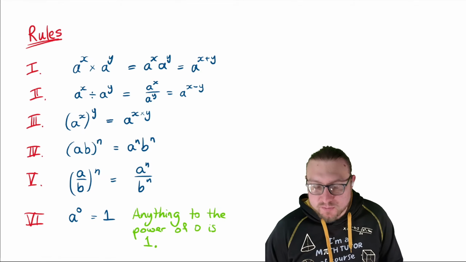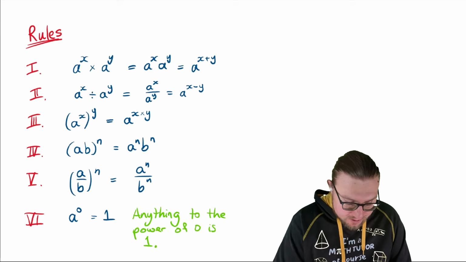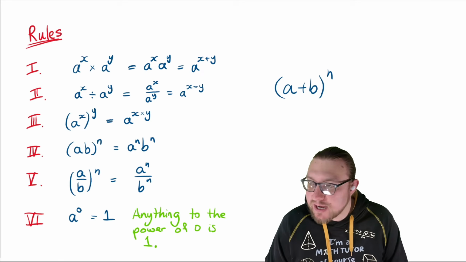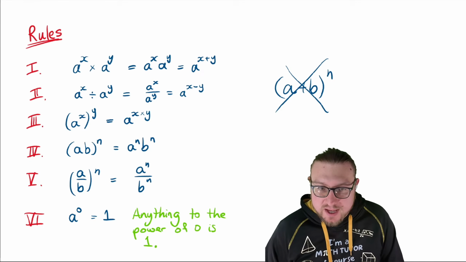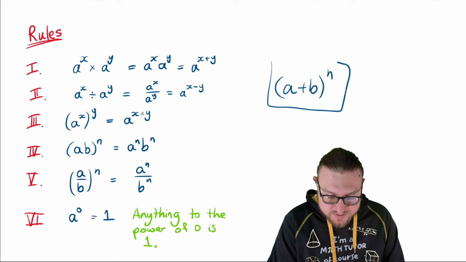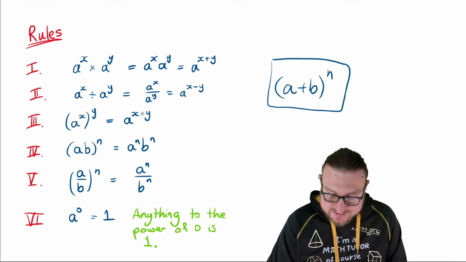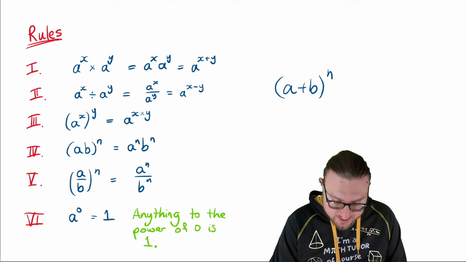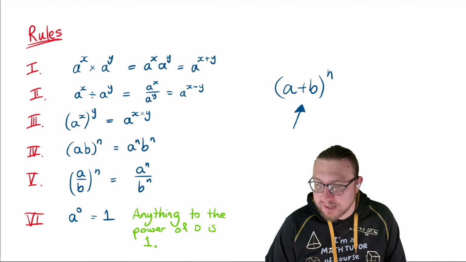If we have multiple things inside a bracket, then we need to be careful. If we have a plus b to a power, then we have a problem. This cannot be done with these rules. As soon as you have a plus in there, we've got a problem. This is called binomial expansion if you want to have a look at this. But basically, this is not going to come in any of your questions. But just as a reminder, there's a plus in there, so the rule that we have here does not apply here.